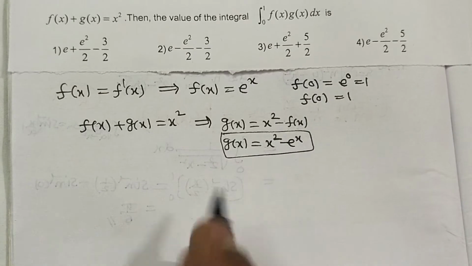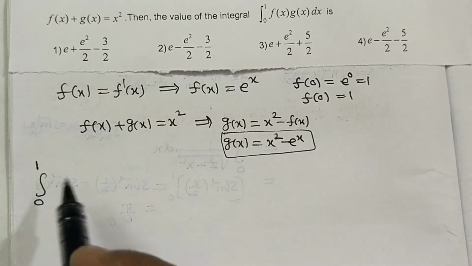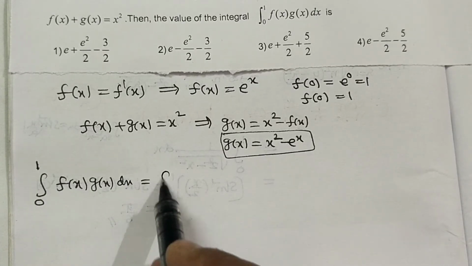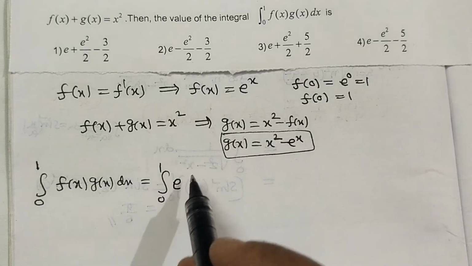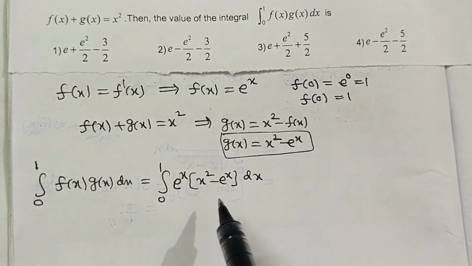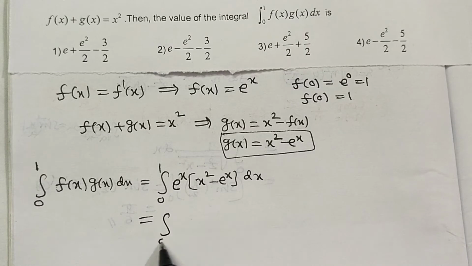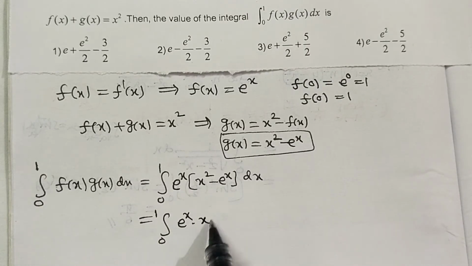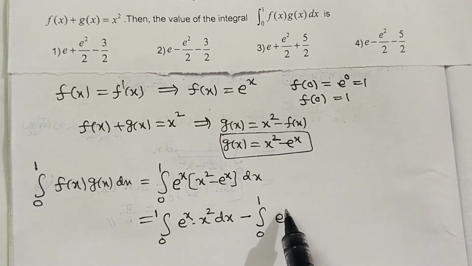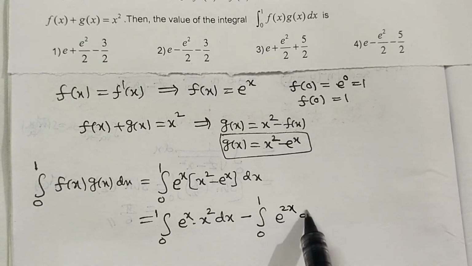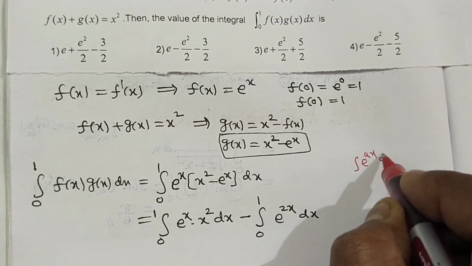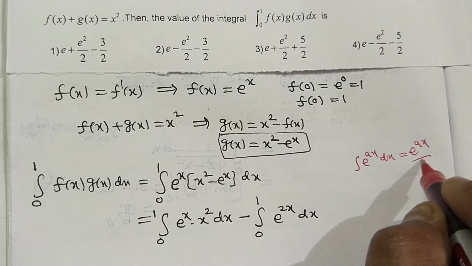Integral 0 to 1 of f of x into g of x into dx. F of x is e power x, g of x is x square minus e power x, into dx. Now integral 0 to 1 of e power x into x square dx, the actual multiplication, and e power x into e power x, where the powers should be added, gives e power 2x dx. We know the formula: integral e power ax dx is equal to e power ax by a.